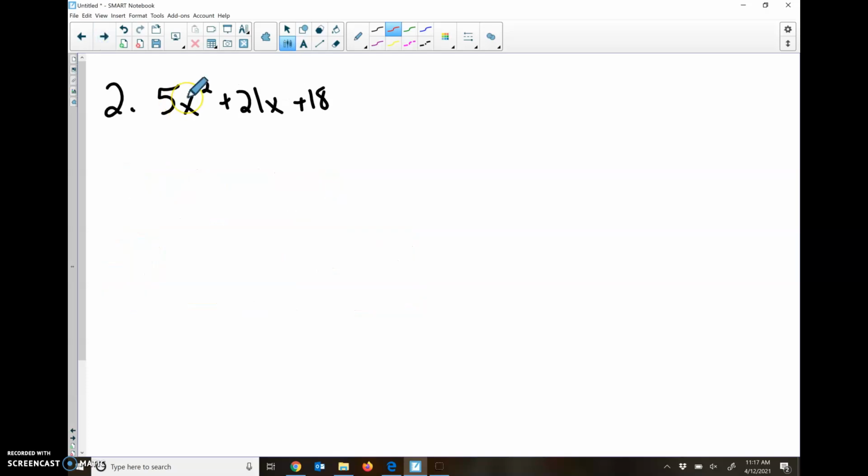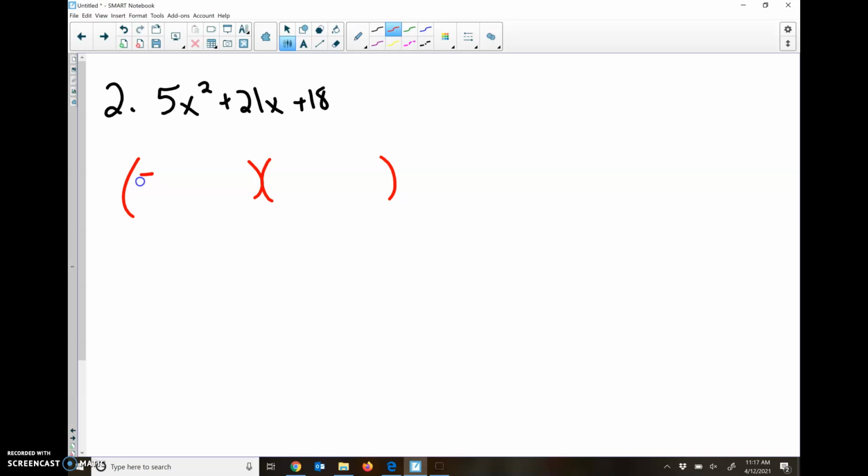Okay, for this one I get 5x squared plus 21x plus 18. There's not anything that goes into 5, that goes into 21, that goes into 18. 3 can go into 18, 3 can go into 21, but 3 can't go into 5. So unfortunately this one we can't factor anything out. So we're going to have to think of two numbers that multiply to 5, two numbers that multiply to 18, and somehow when I multiply those two and add them up, I get to 21.